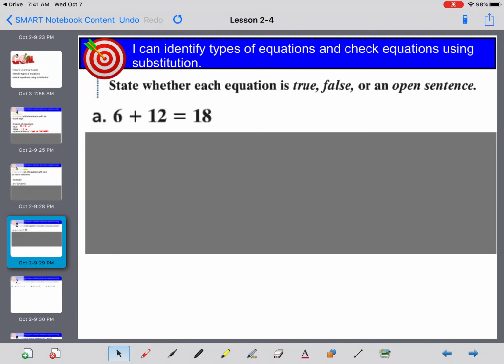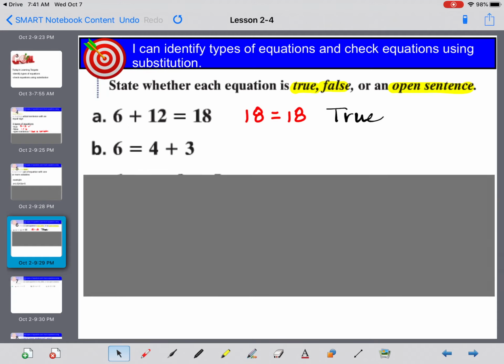So this should be pretty quick. All you have to do is look at each equation and tell me, is it a true equation, a false equation, or an open sentence? Well, what is 6 plus 12? In my mathematical history, I've learned that 6 plus 12 is 18. So this is 18 equals 18. Is that true, false, or an open sentence? Because that's true, we write the word true.